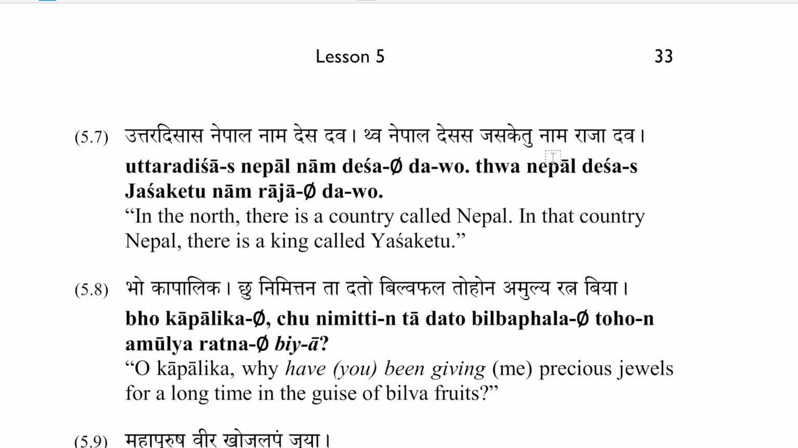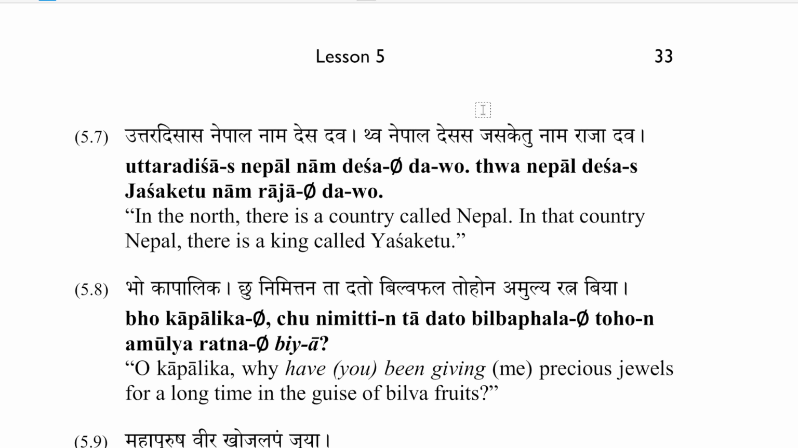Until Nepal Deshasa, just Gedu Nama Raja Davo. Until Nepal Deshasa: Desha again is country, in the locative. In this Nepal country, Jasagedu is a proper name, the name of the king. Jasa is Yashas, which in Sanskrit means fame or glory.